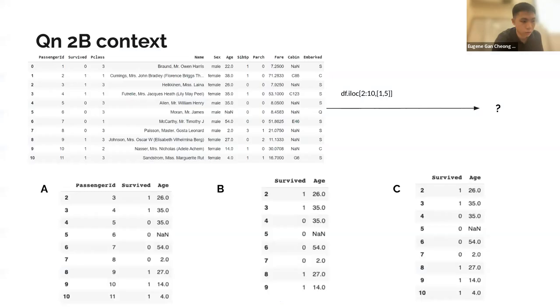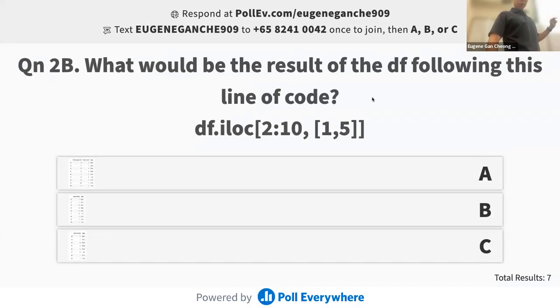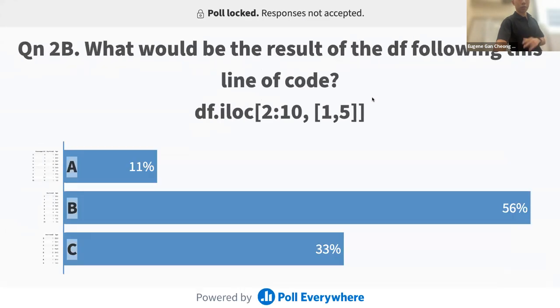Basically, now it's the same data frame, but this time I use .iloc 2 to 10, and I only want column index 1 and 5. So what will the output be? This time I only need index 1 and 5. With .iloc, the meaning is index-wise, based on the positioning.